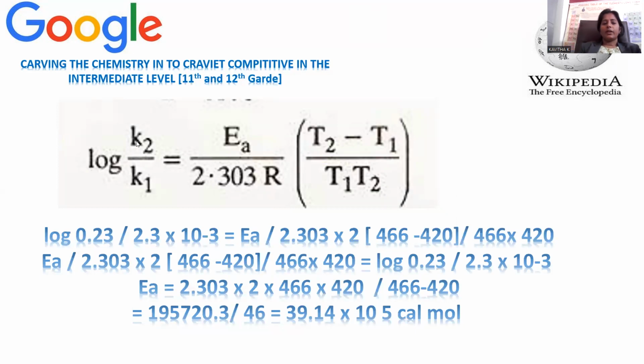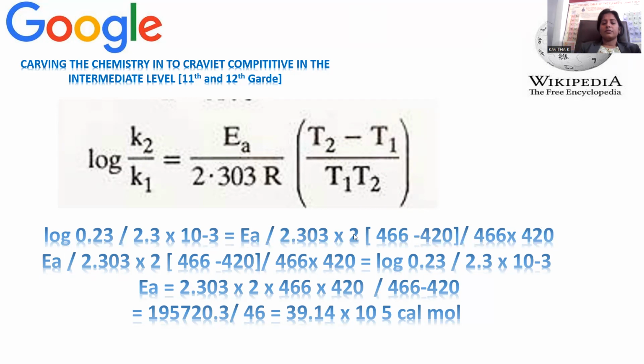So here the K2 value is known to you, that is 0.23. K1 is 2.3 into 10 to the power negative 3. EA, the activation energy, is to be calculated, with 2.303 as such. R is the gas constant, 2 calories. T2 is 466 Kelvin, and T1 is 420 Kelvin. So let me rearrange. From this equation, the required term is EA, no?